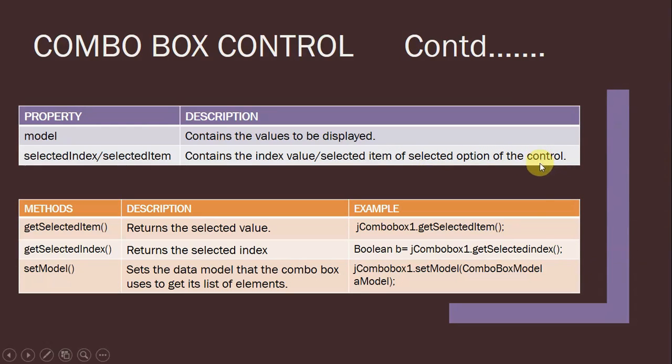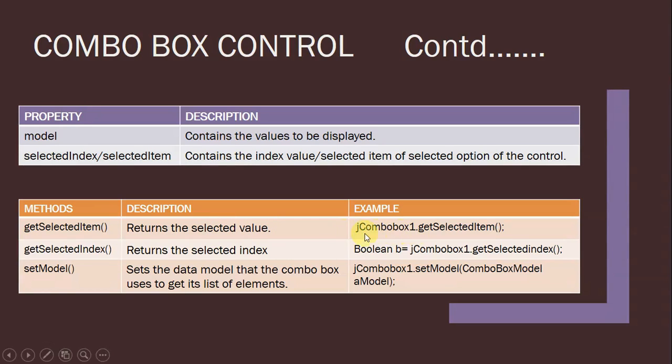So whatever option we select from the combo box, selected index contains the index value of that option, and selected item contains the selected item, the value of the option which we have selected from the combo box. Now let us see a few important methods. The first one is getSelectedItem. It returns the selected value.